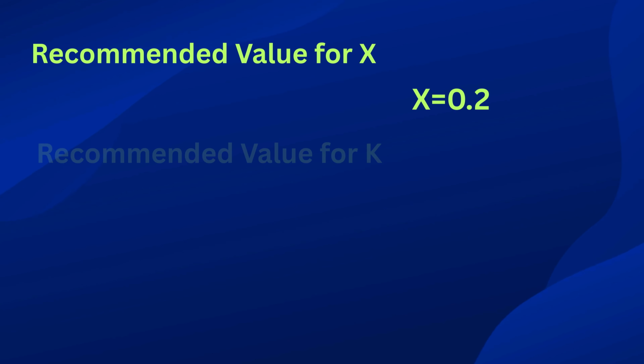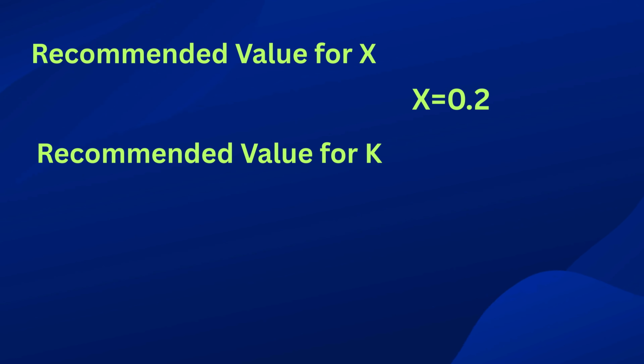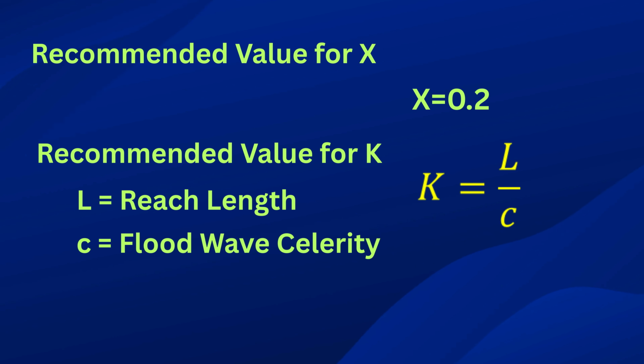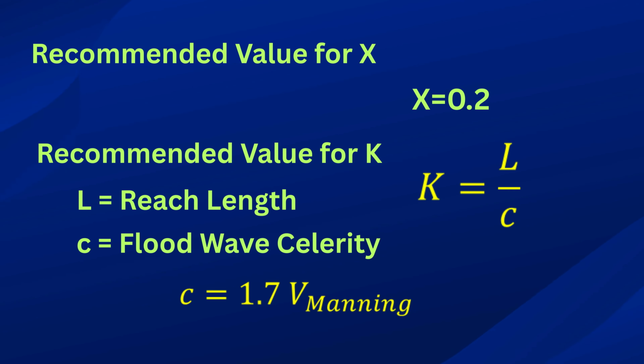K, on the other hand, can be estimated by K equal to L over C, where L is the reach length and C is the flood wave celerity. C can be approximated by multiplying 1.7 by the average velocity from Manning's equation.